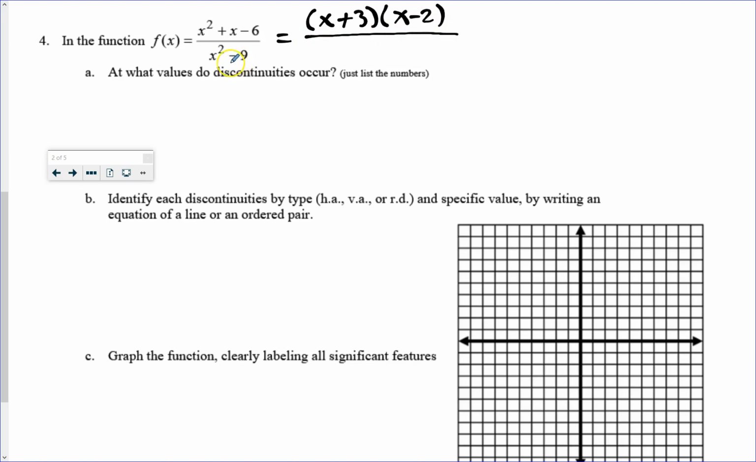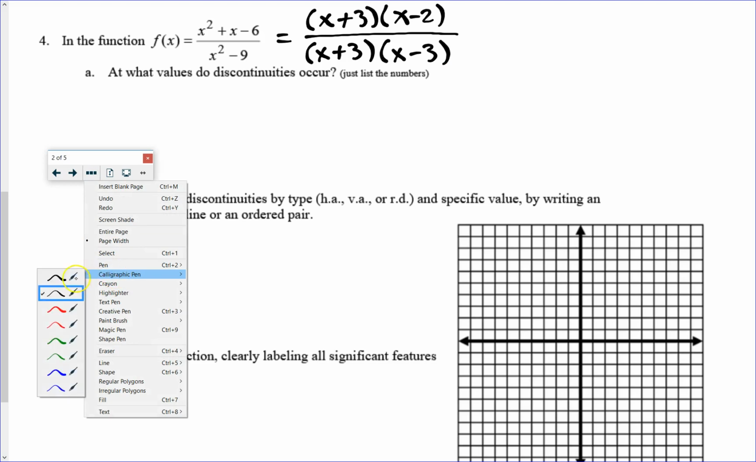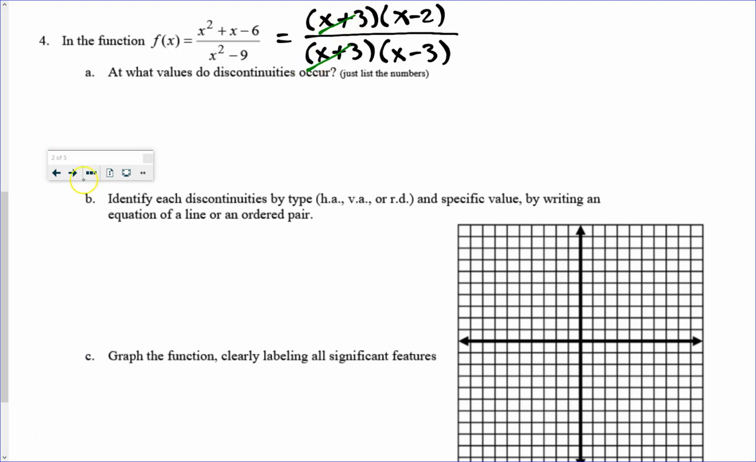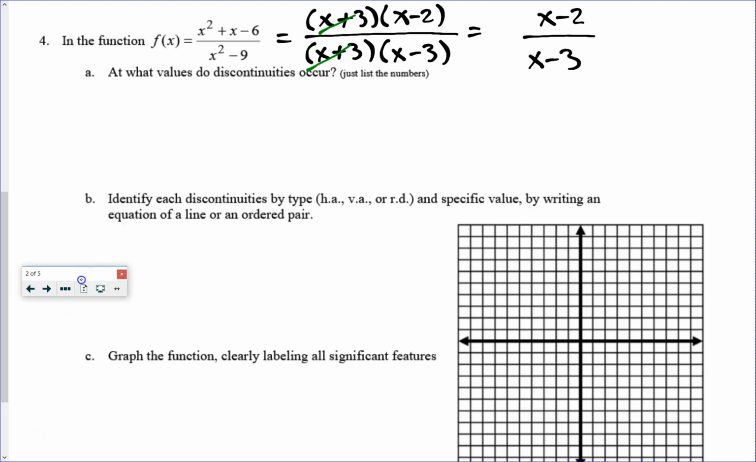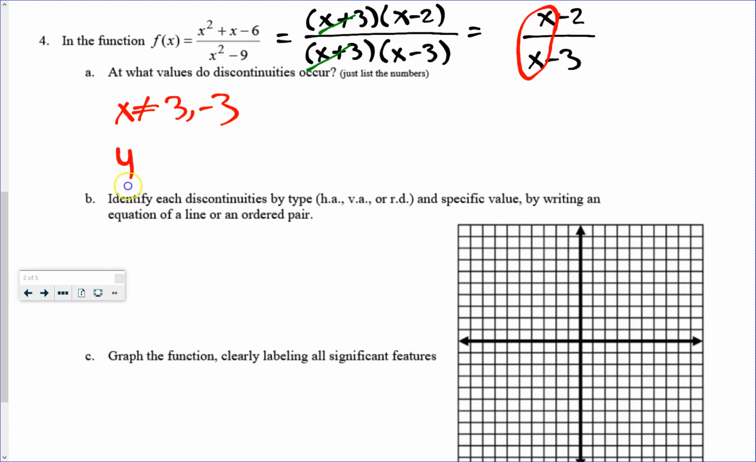All right, our denominator, that's a difference of squares. So we're going to have plus and minus 3 down here. All right, I can simplify this because they both have a plus 3. So I'm going to simplify it. Cancel those out. We are left with x minus 2 over x minus 3. All right, now I'm going to answer my questions. All right, what values discontinuities are we going to have? So my denominator shows me that x is not allowed to equal 3 or negative 3. And then the powers are the same, so we also know that my y is not allowed to equal 1.